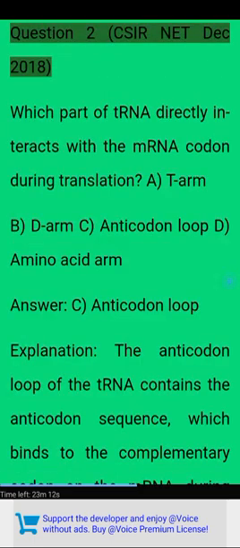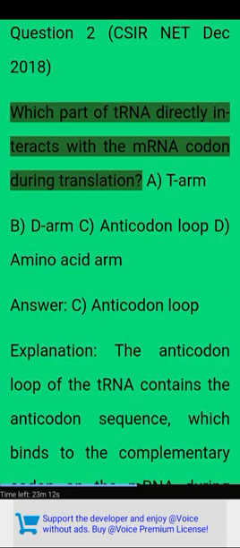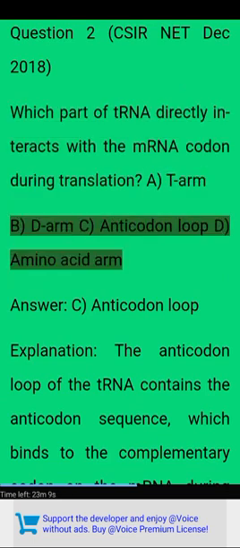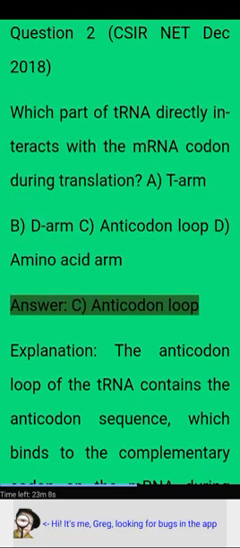Question 2. CSIR NET December 2018. Which part of tRNA directly interacts with the mRNA codon during translation? A. T arm. B. D arm. C. Anticodon loop. D. Amino acid arm. Answer. C. Anticodon loop.